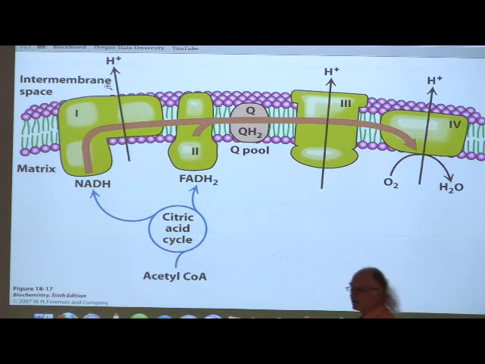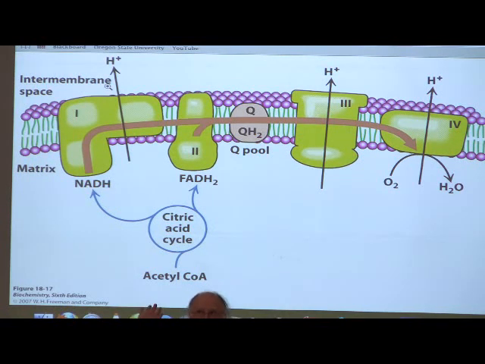Okay? Something else you notice here. We pump more protons if we take electrons from NADH than if we take electrons from FADH2. If electrons start with FADH2, we only get 2 places where protons are pumped. If we start with complex 1 with NADH, 3 places where they are pumped. Okay? It turns out that if you start proton pumping at complex 1, you generate enough energy for approximately, ultimately, 3 ATPs.